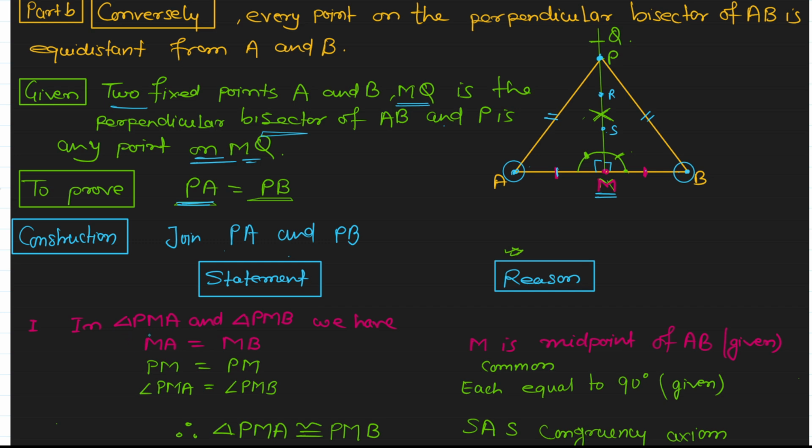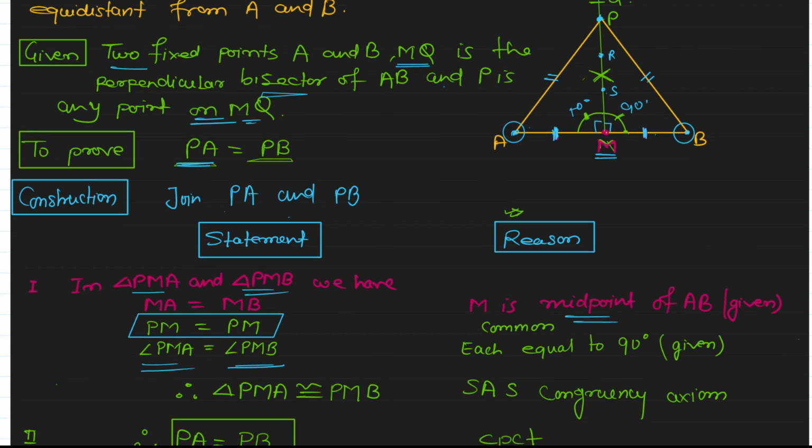So, in triangles PMA and PMB, we have PM equal to PM, which is a common line. Angle PMA equals angle PMB, as both angles are 90 degrees. And MA equals MB. Since M is the midpoint, or we can say PM is the perpendicular bisector of line AB, it is divided into two equal parts. So MA equals MB, since M is the midpoint of line AB, as given.